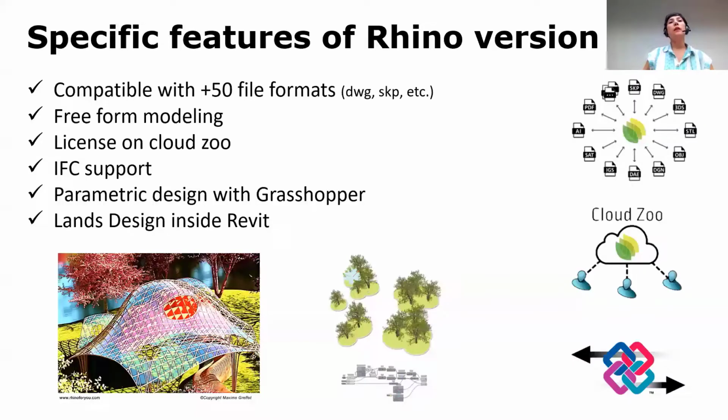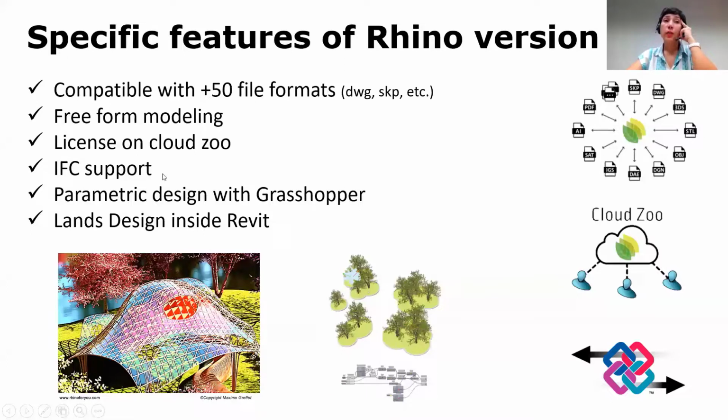Well, there are some specific features that are just available in the Rhino version. Rhino is compatible with more than 50 file formats, including DWG file and SketchUp files. So it is compatible with whatever you can import from AutoCAD or SketchUp. Rhino provides freeform modeling, so this kind of forms and freeform geometries, you can create them easily by using Rhino. The licenses can be placed on Cloud Zoo.